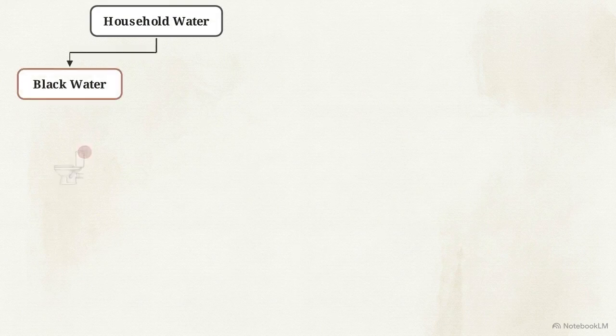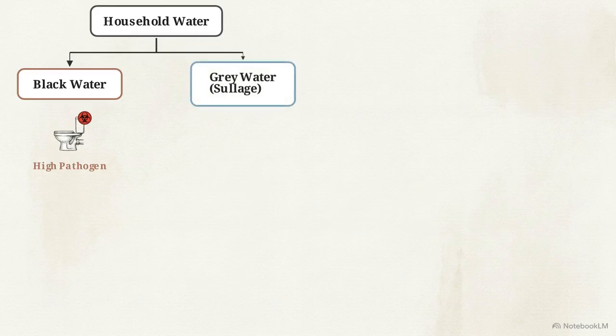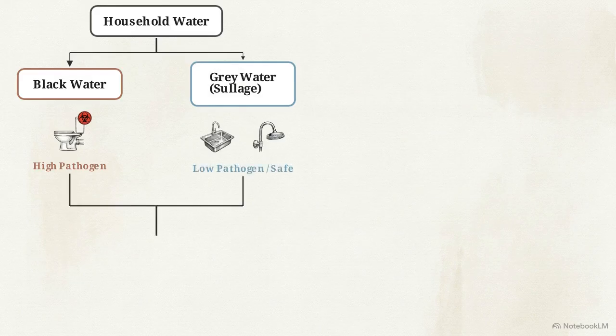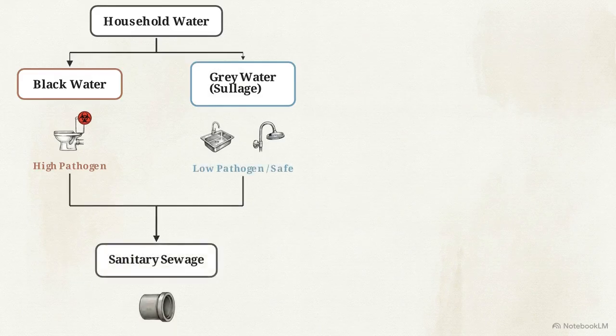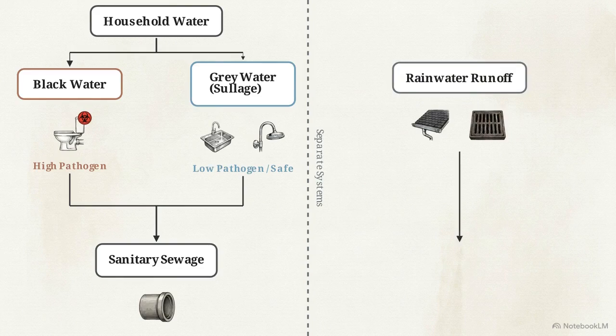Black water is highly contaminated, coming exclusively from the water closet, the toilet. Gray water, often referred to as Sullage in Indian technical standards, originates from kitchen sinks and showers. It contains no human excreta. When these household streams are collected together in municipal pipes, we call the mixture sanitary sewage. This is distinct from storm sewage, which carries only rainwater runoff.